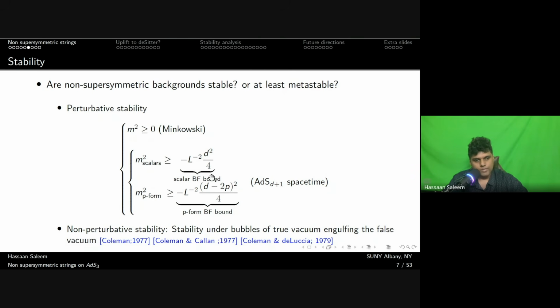But there's another kind of stability called the non-perturbative stability. What does that mean? It means that you cannot have bubbles of true vacuum popping out and expanding at a very fast rate.